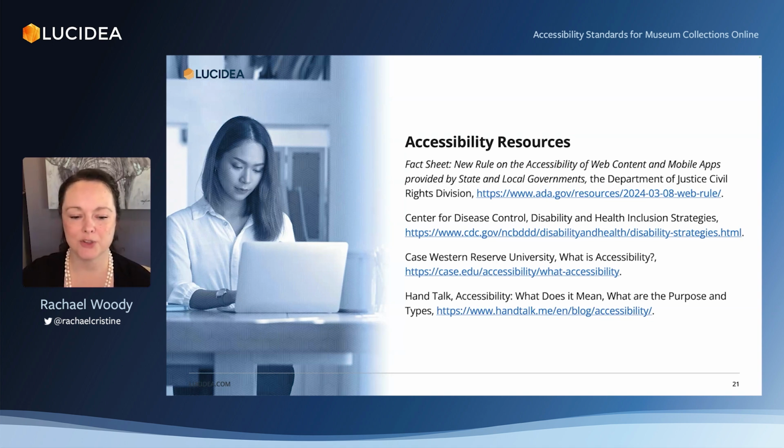And similarly, another resource, Hand Talk Accessibility, talks about what it means, what the purpose is, and what the types of accessibility are. It does a great job going beyond just what it means to be accessible, and covers all of the different factors that we should consider, especially as we think about our community externally, as well as our internal peers, colleagues, and their accessibility needs.